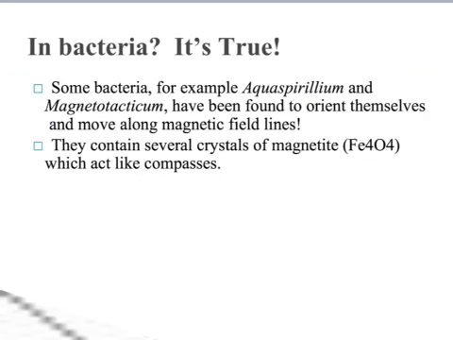It turns out there are also magnets in bacteria. Some bacteria, for example this one called Aquaspirillum magnetotacticum, as you could guess from the name, have been found to orient themselves and move along magnetic field lines. It's because they have this iron oxide, and please notice this is iron. Iron is magnetic, and so it allows them to have this crystal inside them act like a compass, and they can travel along the magnetic field line.